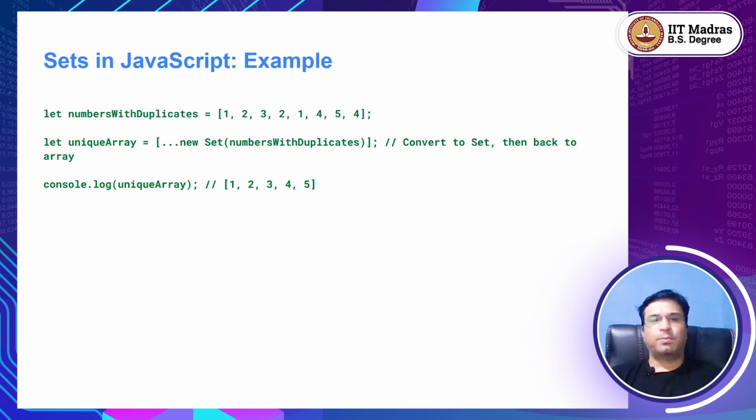Here, sets like maps also maintain insertion order when iterated over. You can easily convert an array to a set to get unique values and then back to an array.